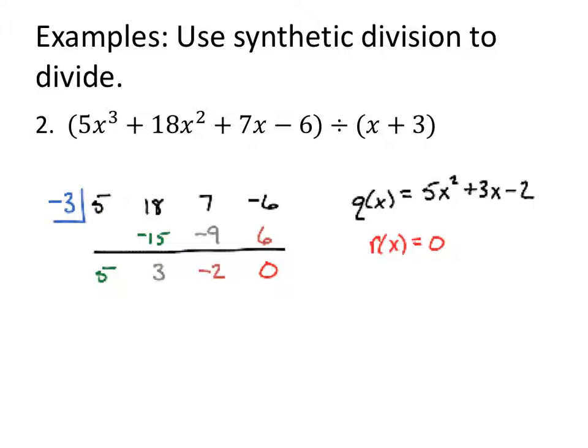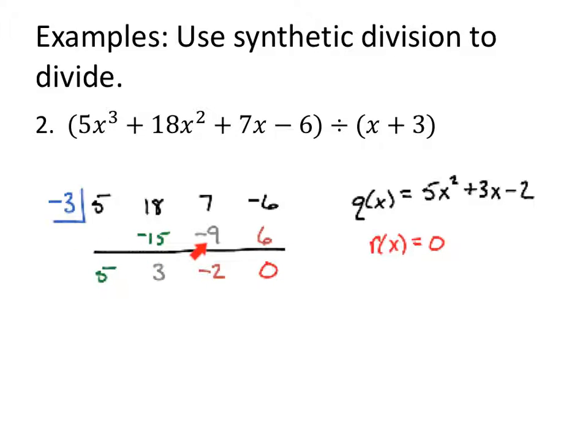Again, 5x cubed plus 18x squared plus 7x minus 6 divided by x plus 3. You set x plus 3 equal to 0 to get x equals negative 3. Write down our coefficients, 5, 18, 7, negative 6. Leave a space, draw a line. We're going to bring down the first number, 5, always. 5 times negative 3 is negative 15. Multiply to go up and over. Add straight down. 18 and negative 15 is 3.